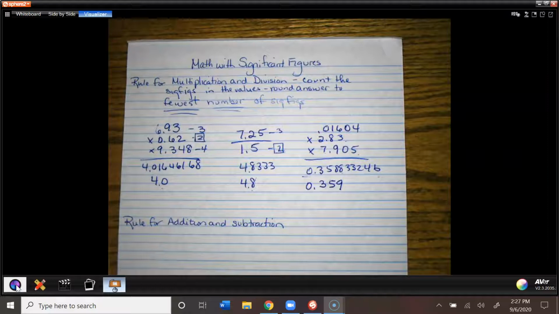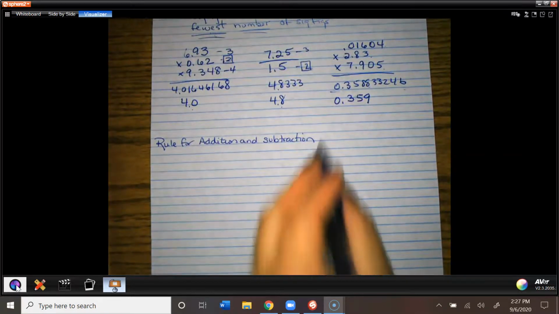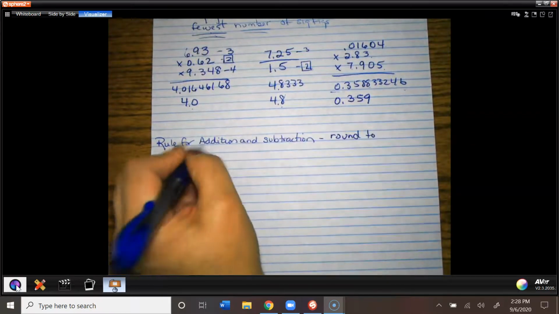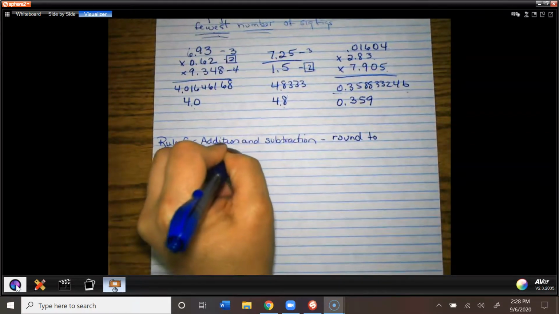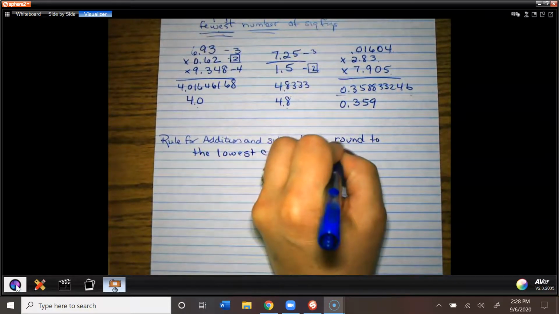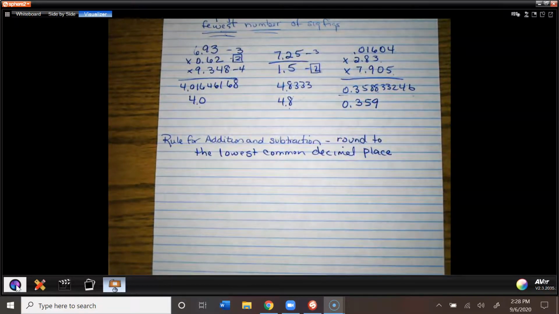You round off to the fewest number of sig figs. For addition and subtraction, it's a different rule. What you're going to do is round to the lowest common decimal place. Again, because your answer can't be any more accurate than the numbers that went into making it. So if you have a measurement that stops at the tenths place, but two others that go beyond that, the tenths is the last for sure digit known to all of them. That's where you have to round.